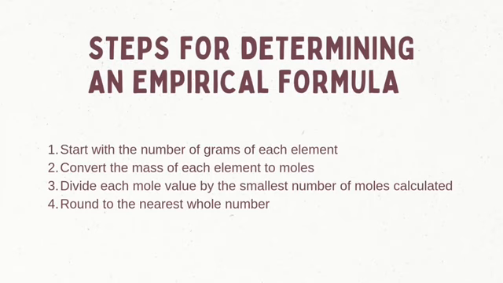First, start with the mass of each element in grams. Second, convert the mass to moles. Third, divide every mole value by the smallest number you calculated. Fourth, finally, round to the nearest whole number to get your ratio.